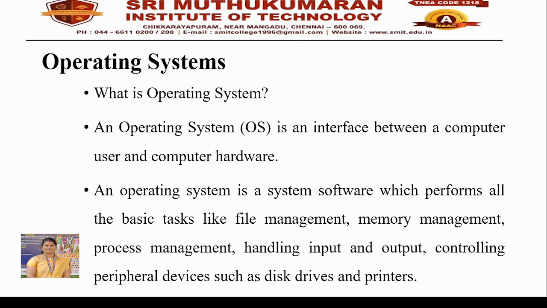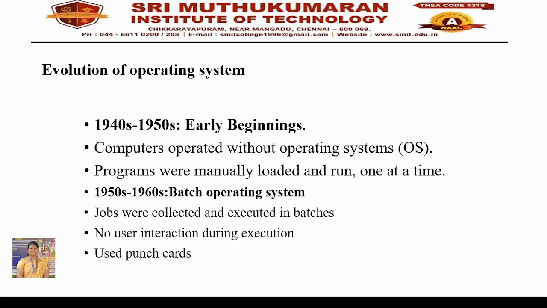Operating system. What is an operating system? An operating system is an interface between a computer user and computer hardware. An operating system is a system software which performs all the basic tasks like file management, memory management, process management, handling input and output, controlling peripheral devices such as disk drives and printers.